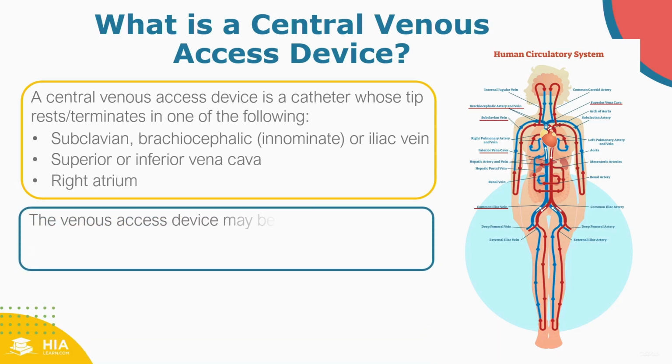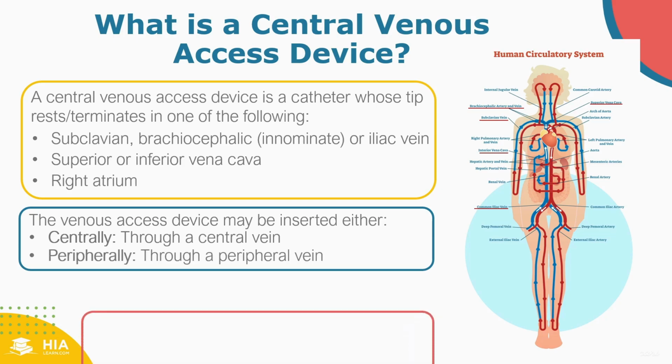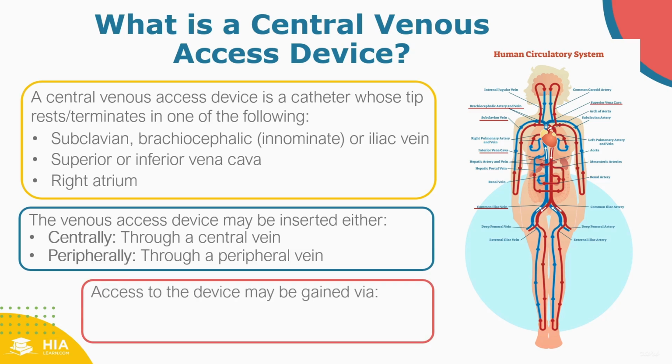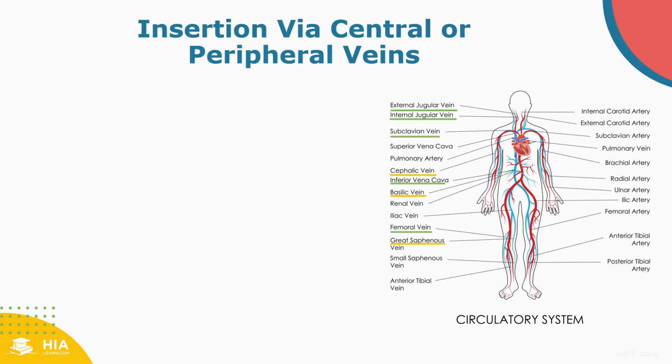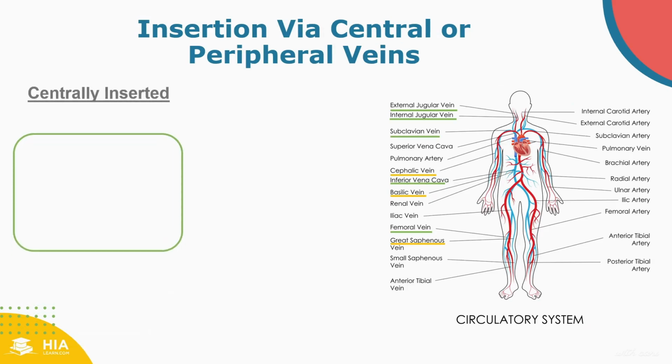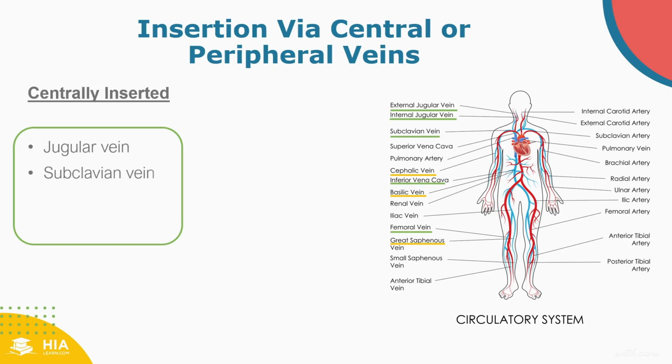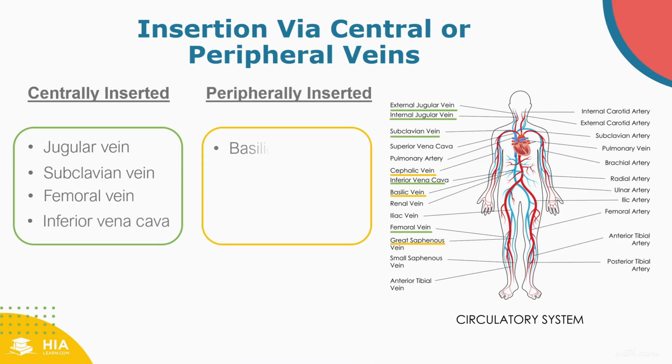The venous access device may be inserted either centrally, which is through a central vein, or peripherally, which is through a peripheral vein. Access to the device is gained via either an exposed port, the tail end of the catheter that is external to or sticking out of the skin, or a subcutaneous port or pump. Central venous access devices can be inserted centrally via the jugular, subclavian, or femoral veins, or the inferior vena cava, or peripherally via the basilic, cephalic, or saphenous vein.